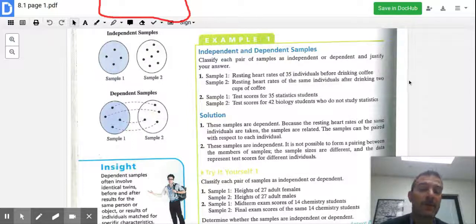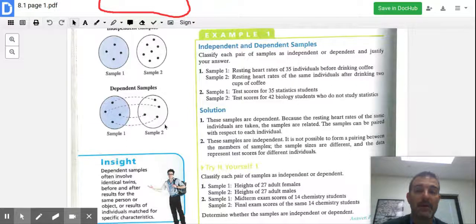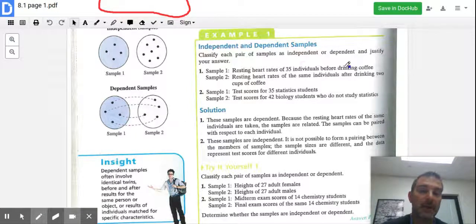So what we're going to do here, we're going to look at example 1, and we'll see if we can get through you guys knowing what independent versus dependent samples are. This says classify each pair as independent or dependent.